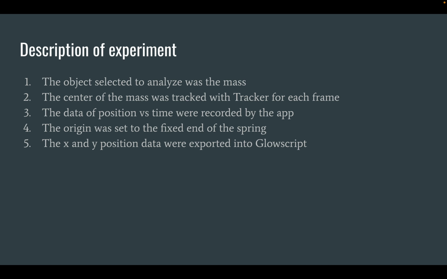So this is the experiment. The object selected to analyze was the mass. The center of the mass was tracked with Tracker for each frame. The data of position versus time were recorded by the app. The origin was set to the fixed end of the spring. The x and y position data were exported into GlowScript.